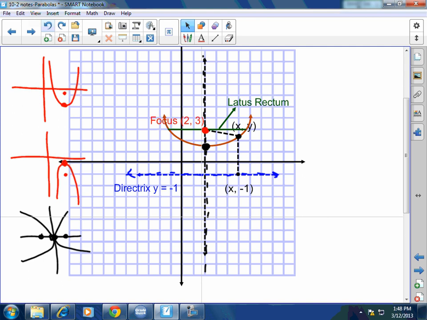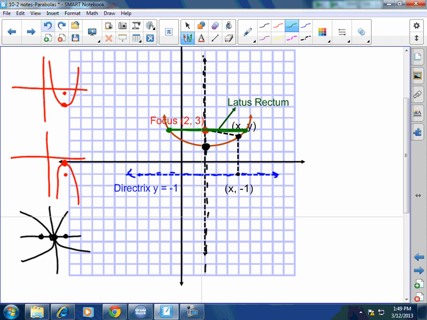And then this directrix is just a line that is used, just like the focus, to prove that the given shape is a parabola. And this green line here is called the latus rectum. The latus rectum, to be exact, goes from one point on the parabola to another point on the parabola, going through the focus.